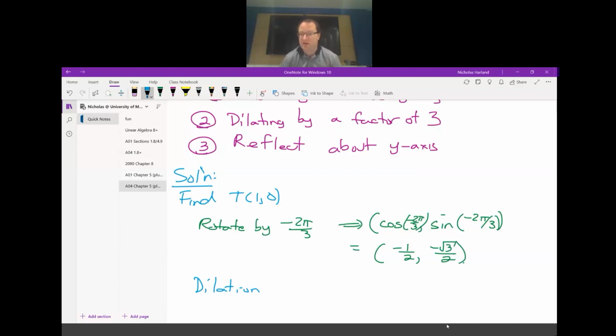Yeah, because that's what happens. Sure, we could. Because that's what we saw last class, is that if we took 1, 0 and we rotated it, cos theta, sine theta is where it ended up. That was part of what we were talking about on Tuesday. I'm not going to claim that's the only way to do it, but it certainly works.